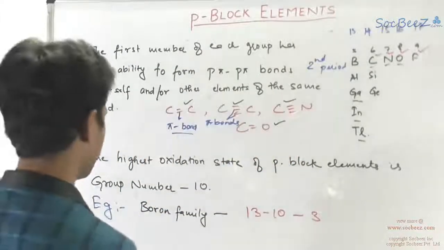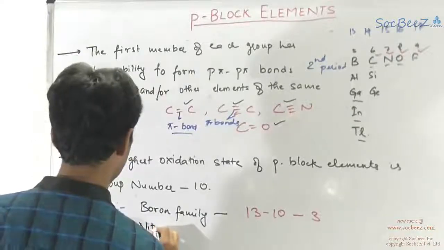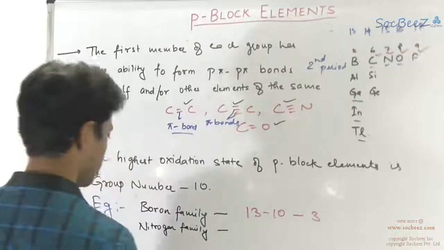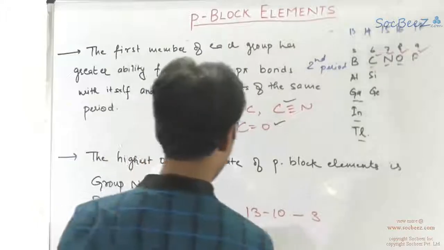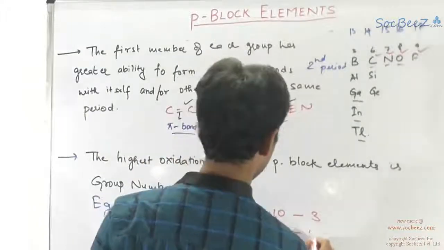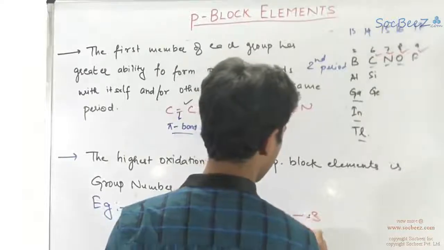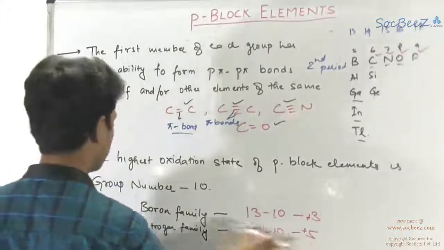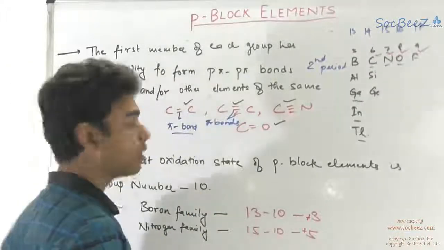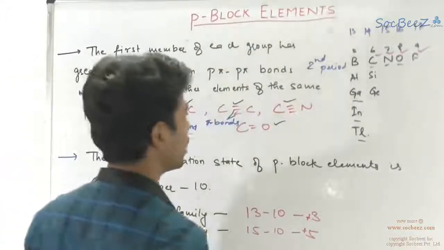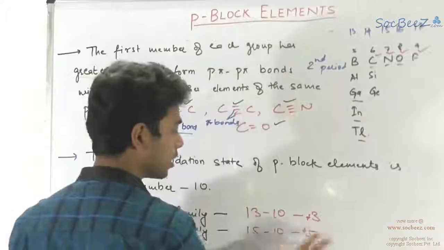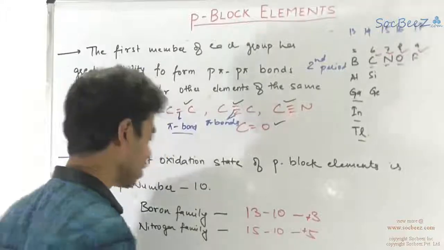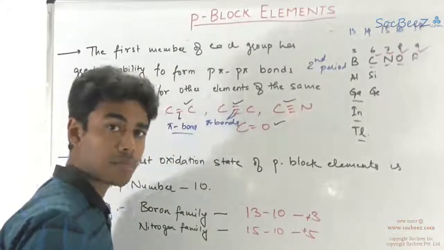Consider the nitrogen family. The group number is 15 minus 10, so the highest oxidation state is 5. This is plus 3 and this is also plus 5. So this is the way we calculate the highest oxidation state of P block elements. It is actually group number minus 10. It may vary in some cases, but it is the highest oxidation state. Its oxidation state cannot increase. For the boron family, it cannot be more than +3. For the nitrogen family, it cannot be more than +5. This is the highest. It can be less than it.